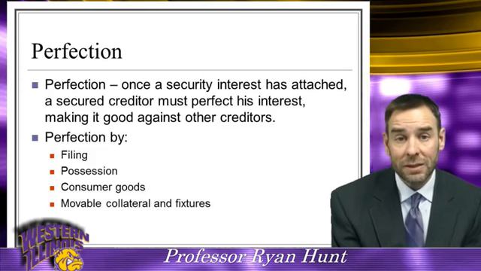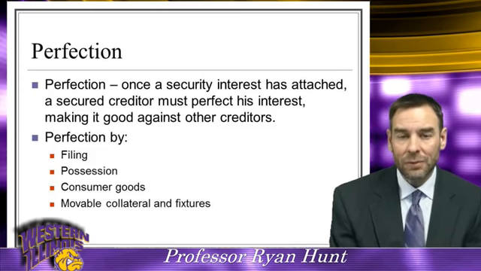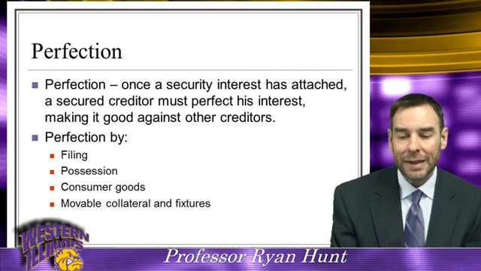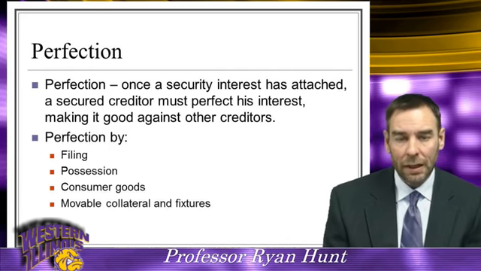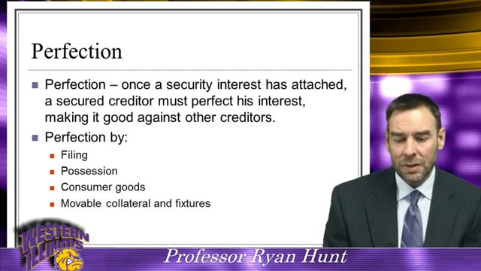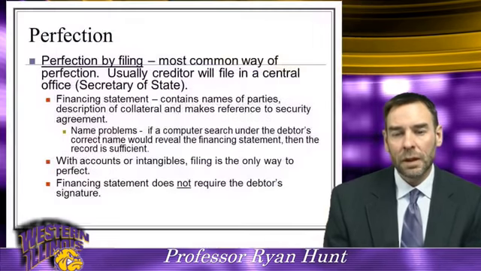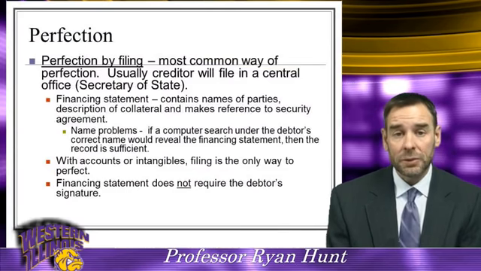There are different ways that we can perfect a security interest, and I've listed them here. We can file, we can do a central filing, and I'll talk about that in a second. We can take possession of the collateral, which perfects it. There's a special way to do consumer goods, and then we'll talk about what happens when we have movable collateral and fixtures. Okay, so let's talk about perfection by filing because this is the most common way to achieve perfection.